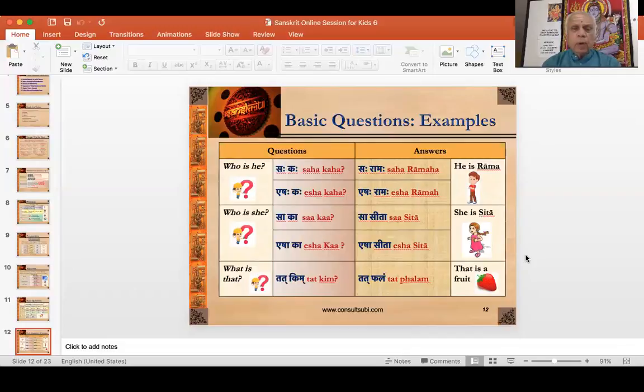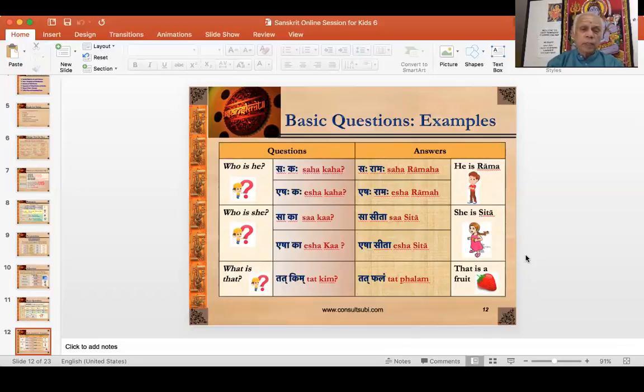For example, you ask a question, who is he? Saha kaha. Let's say he is Rama. Then you say, Saha Ramaha. I told you earlier, it depends on the distance. If it's nearby, you say, Eshaha kaha. Who is this person near me? Eshaha kaha. Eshaha Ramaha. He is Rama.